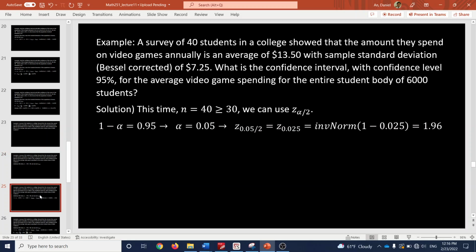Why is 30 like a critical point where you change from the t distribution to the normal distribution? Actually, it's just some tradition. It was done a long time ago. The t distribution was considered hard to calculate because we didn't have handheld calculators. These are like 100 years old. Back then they didn't have a calculator, so they only had a table.